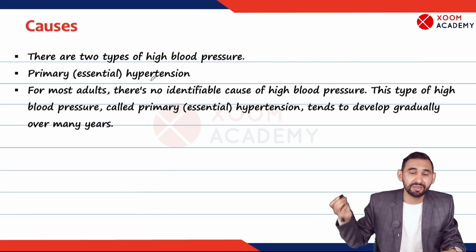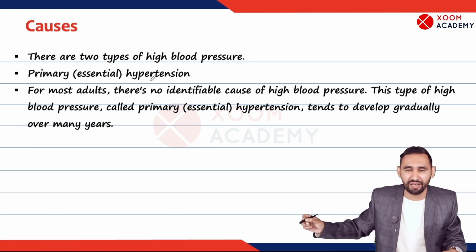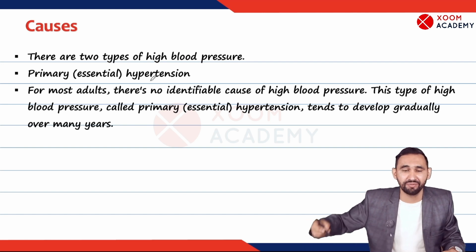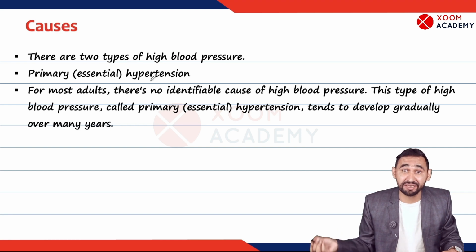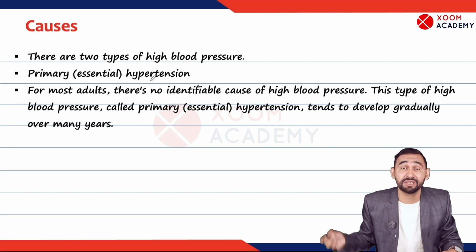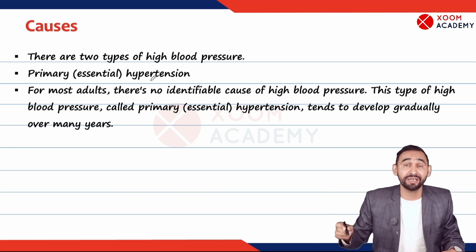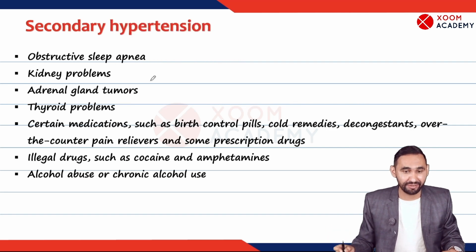And other problem with hypertension is that there is primary hypertension. There is no known cause of increased blood pressure. It tends to develop gradually with age, with years. And people don't know that their blood pressure is increasing because there are no symptoms. And suddenly they present to hospital with complication, with stroke, with heart failure, with heart attack. So we need to identify, we need to diagnose primary hypertension. It can be done by screening.